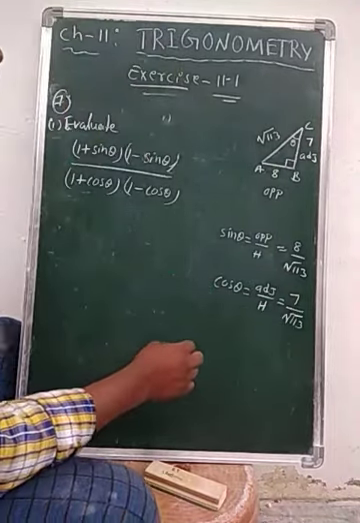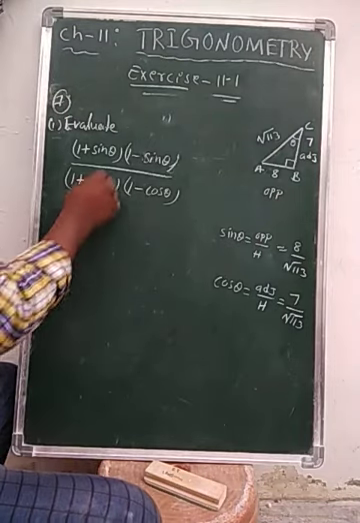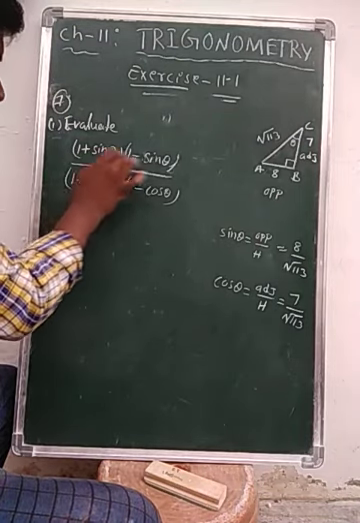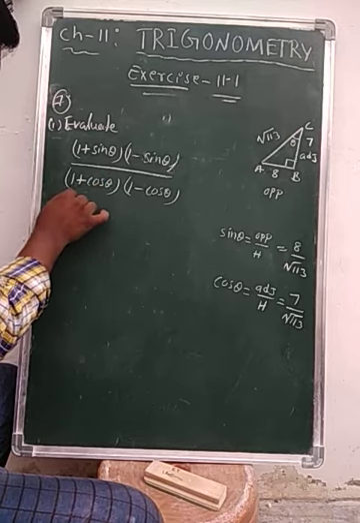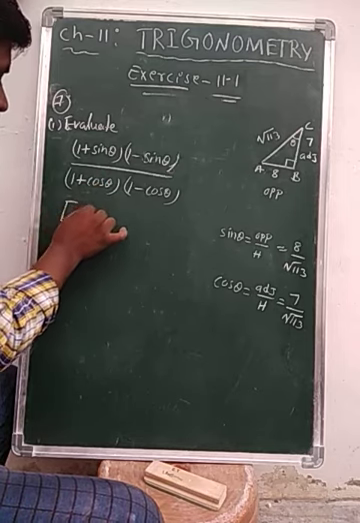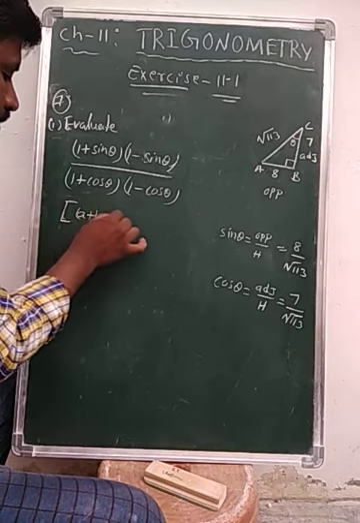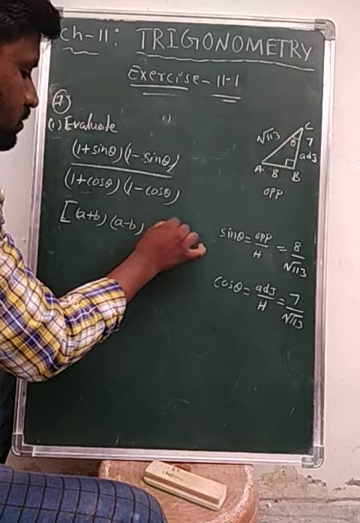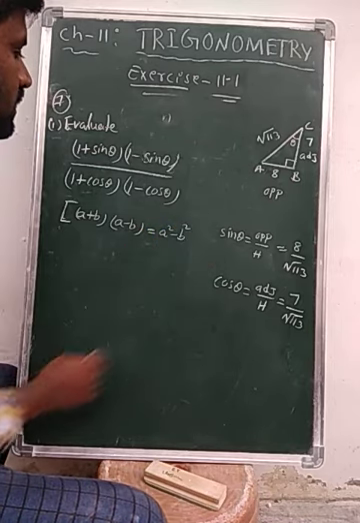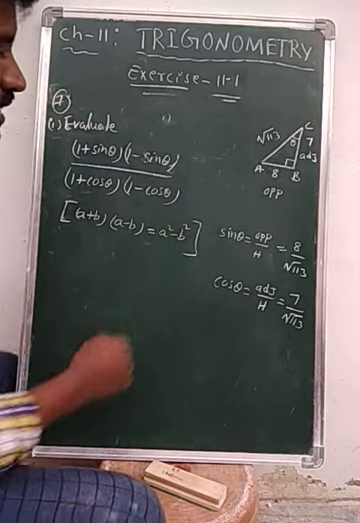Now see here what form it is in, clearly. We need to use the identity here: A plus B into A minus B is equal to A square minus B square. What is the identity?